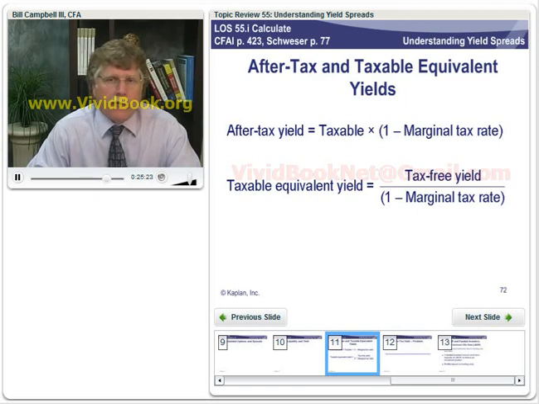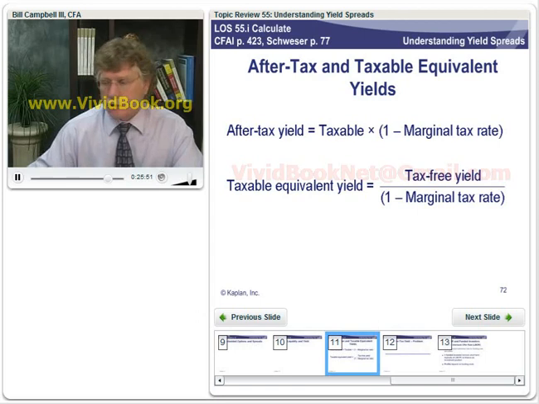So if you're given one bond that is taxable, one bond that is tax exempt, and you're asked which one is better, you either have to convert the tax exempt yield to a taxable yield by dividing by 1 minus the marginal rate, or you have to convert the taxable yield to an after-tax yield by multiplying by 1 minus the marginal tax rate before you can compare those two numbers.